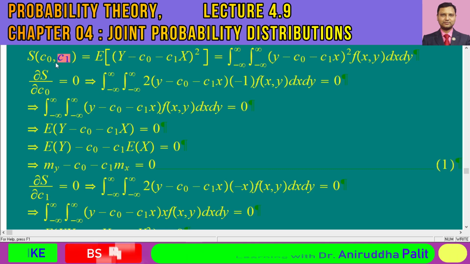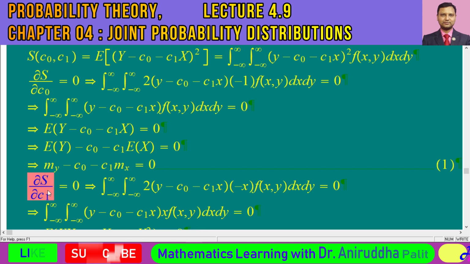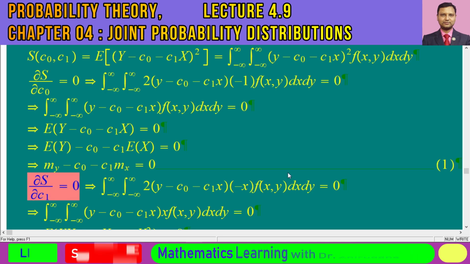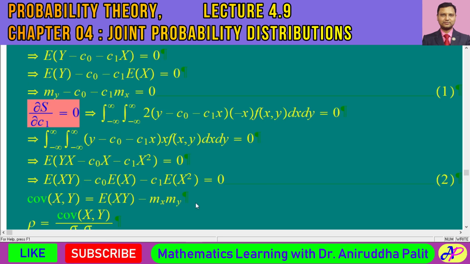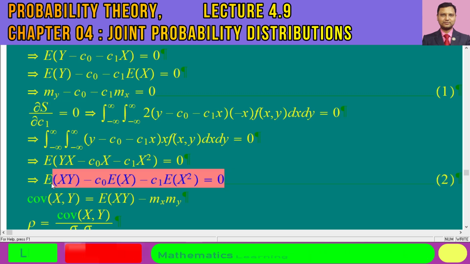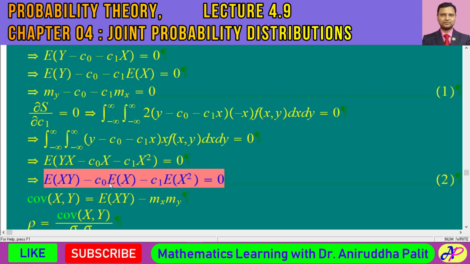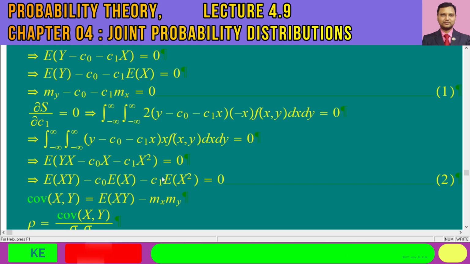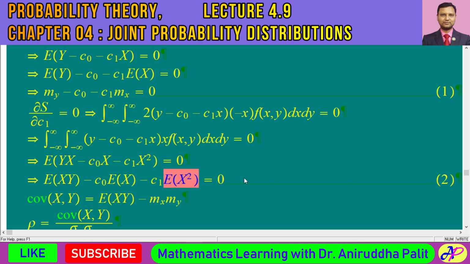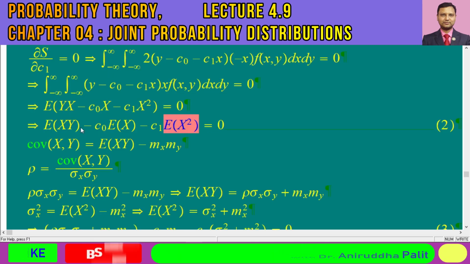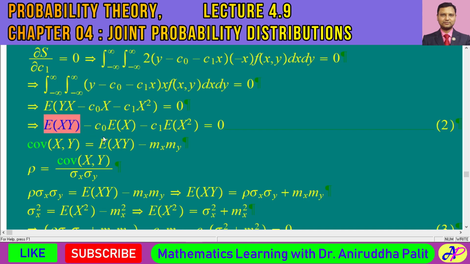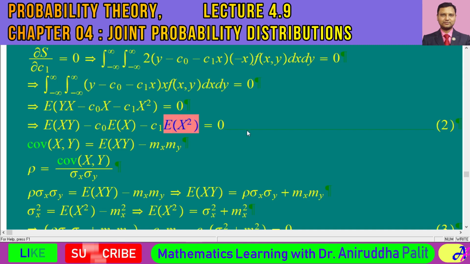And for the second parameter c1, we need to differentiate this expression capital S partially with respect to c1, and that derivative would also be equal to 0. By similar computation, we will get this relation: expectation of xy minus c0 into expectation of x minus c1 into expectation of x squared. Now we are going to compute the expression of this expectation of xy and the expression of this expectation of x squared.